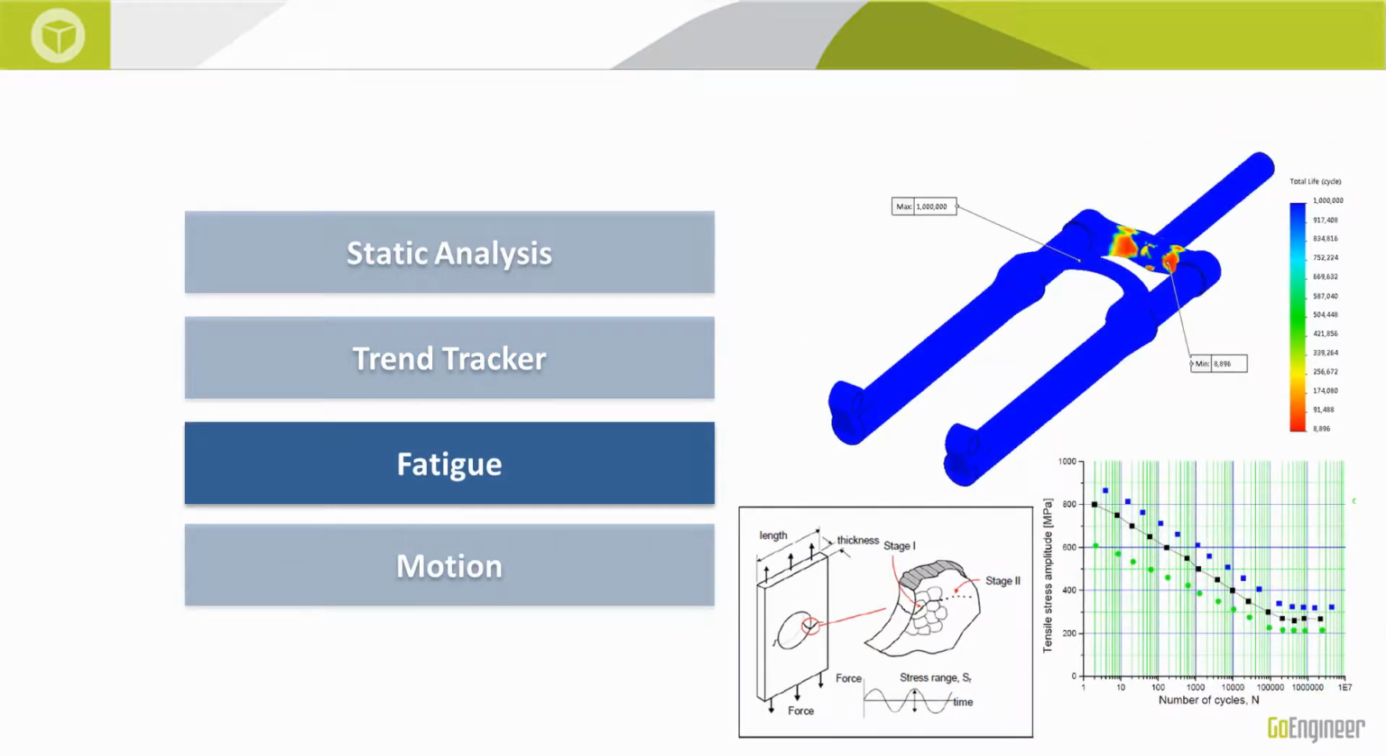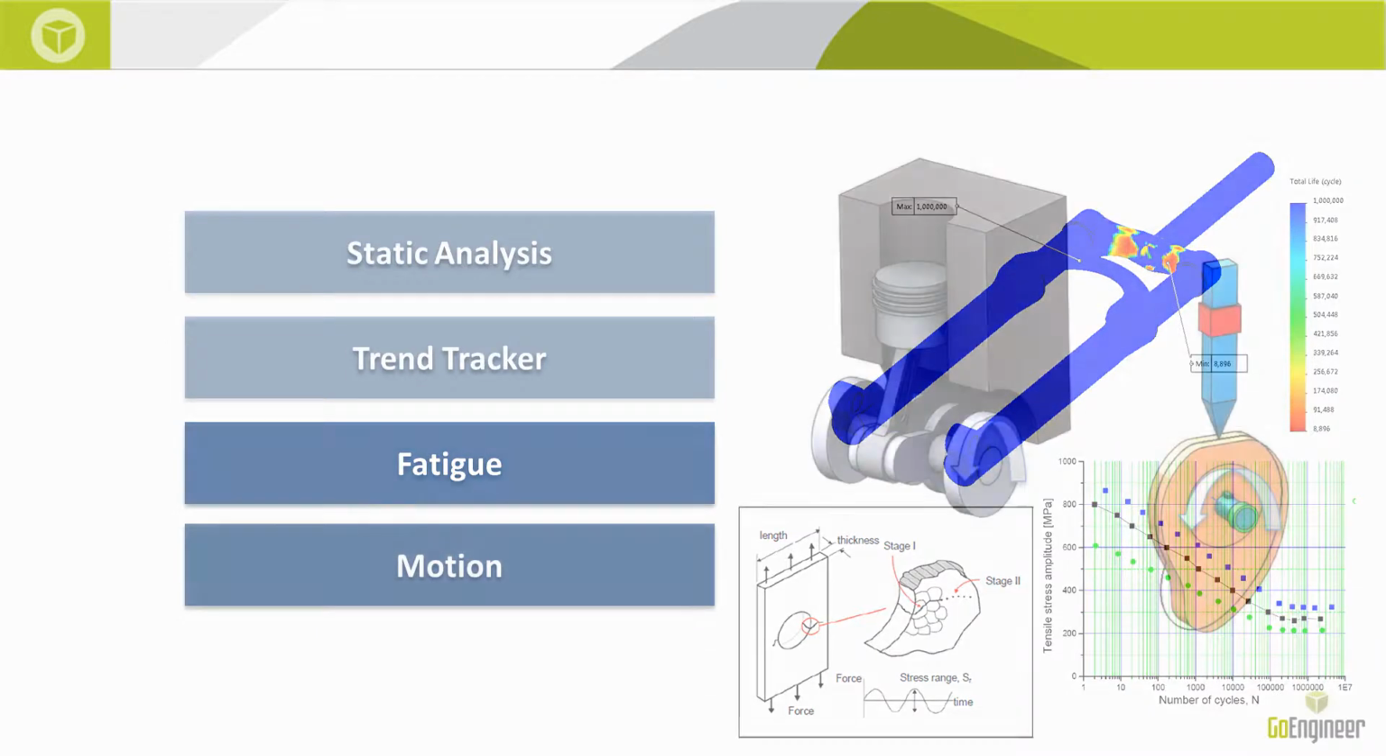Next up, fatigue. Now this is a high cycle fatigue analysis tool that utilizes a combination of material S-N data and cyclic loading conditions to determine the life cycle of your product. Number of cycles to structural failure and damage are typical results you get from this tool. It helps find areas that are susceptible to fracture and failure due to repeated loading.